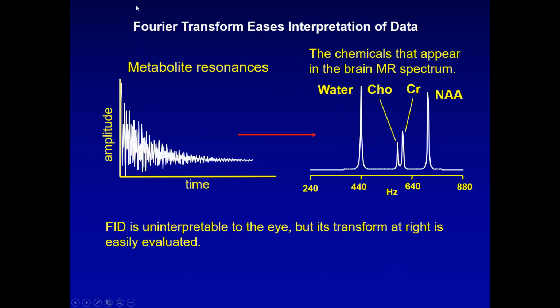If we wanted to look at metabolites, so for NMR spectroscopy, don't worry, this is an imaging lecture, but we'll take a look at spectroscopy just for a moment here. If we have metabolite resonances in this FID, we would do a Fourier transform. We can see water, choline, creatine, and acetyl-aspartate.